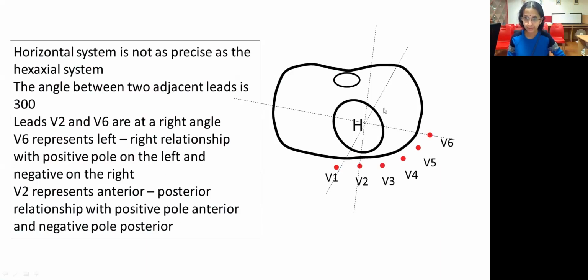So here you can see that the lead V2 is defining the anterior to posterior relationship, whereas the lead V6 is accurately going to be giving you the understanding of left-right. So for example, if you have a QRS completely positive in lead V2, you know that it's a completely anteriorly directed QRS axis. Whereas in lead V6, if you have a negative complex, you know that it's more of a rightward directed QRS axis.